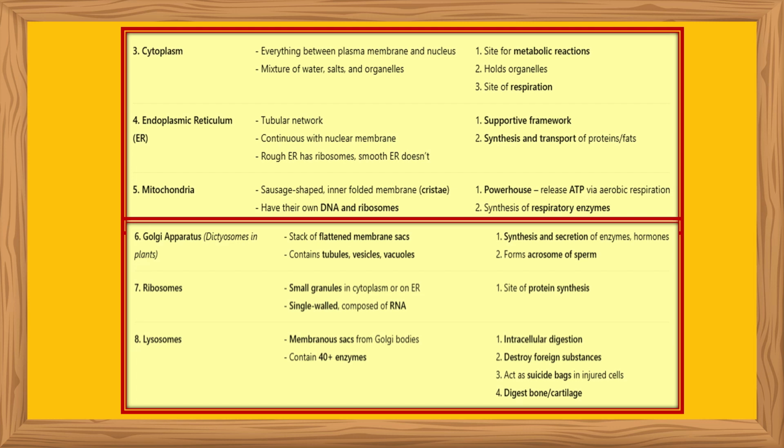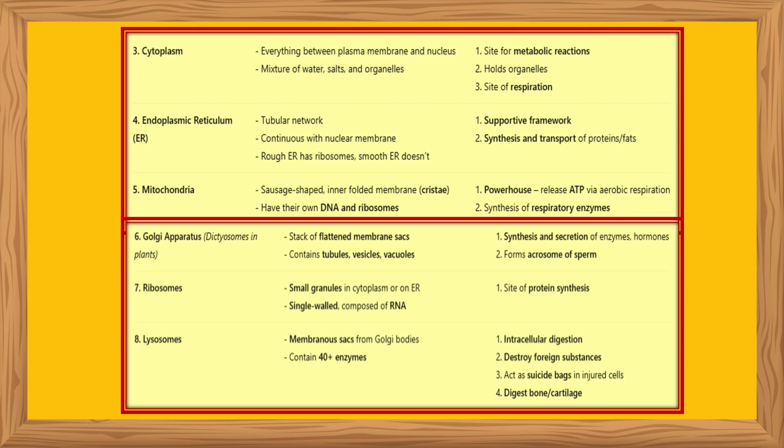Mitochondria: sausage-shaped structure with an inner folded membrane. Cristae are there, and they have DNA and ribosomes. The powerhouses of the cell, they release ATP via aerobic respiration and synthesize respiratory enzymes. Golgi apparatus: a stack of flattened membrane sacs containing tubules, vesicles or vacuoles. It is involved in the synthesis and secretion of enzymes and hormones, and forms the acrosome of sperm.